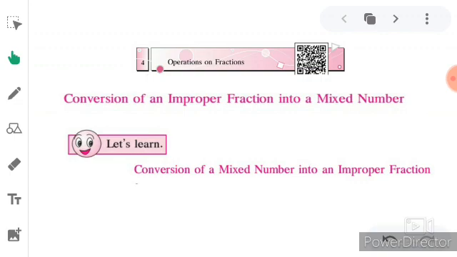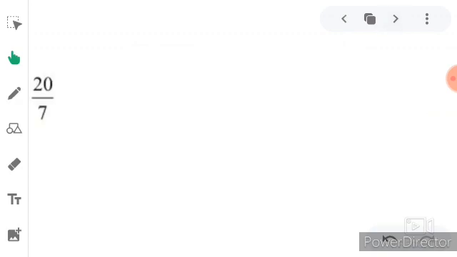So students, before starting the topic, let me take a quick revision of the conversion of an improper fraction into a mixed number. We completed this portion with the help of one example, 11 upon 8. I hope you remembered that from the previous video. In this video we will revise with one example, 20 upon 7. You know that this is an improper fraction. Now you will have to convert this improper fraction into a mixed number.